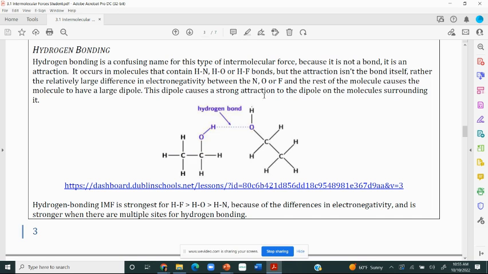So if it has hydrogen bonding, it also has dipole and LDF? Yep, every time. So if you see hydrogen bonding on there, then you automatically know that it has LDF and it has dipole. So you'd write all three of those down. You have to write all of them down.